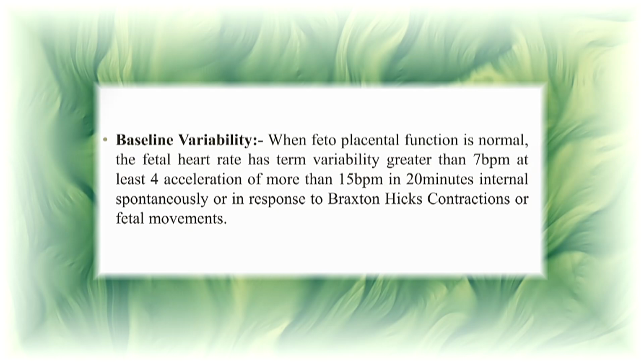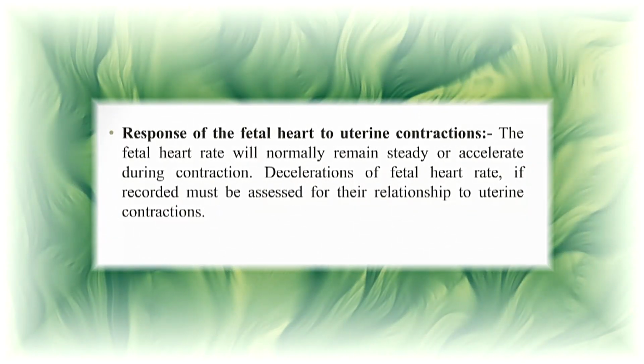Next CTG characteristic is baseline variability. When fetoplacental function is normal, the fetal heart rate has variability greater than 7 beats per minute, with at least two accelerations of more than 15 beats per minute in 20 minutes, either spontaneously or in response to Braxton Hicks contractions or fetal movement. Next is the response of the fetal heart rate to uterine contraction. The fetal heart rate will normally remain steady or accelerate during contraction. Decelerations of fetal heart rate, if recorded, must be assessed for their relationship to uterine contraction.